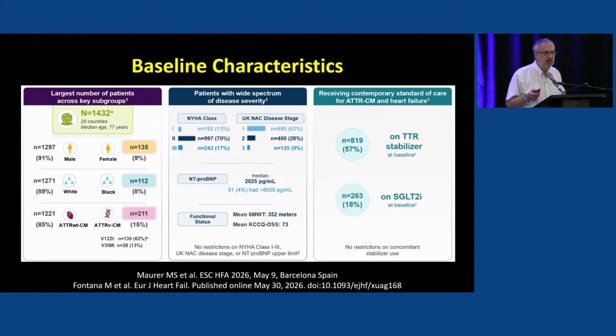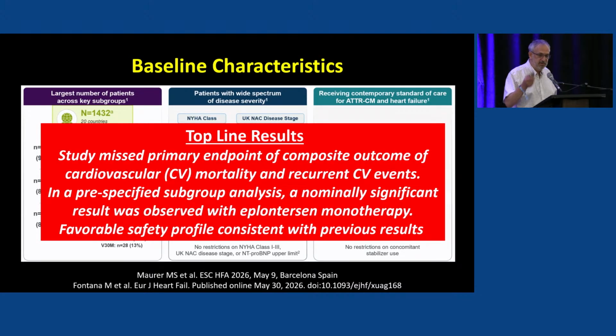Probably most importantly in this trial was that 57% of the patients at baseline were on a TTR stabilizer. That's become standard of care. And an additional large percentage of patients dropped in on stabilizers. And SGLT2 use at baseline, which is becoming more common, was common here and increased quite a bit during the course of the trial. And probably both of those led to this, which is the study was announced just recently, and it missed its primary endpoint, trying to reduce CV events and CV mortality.